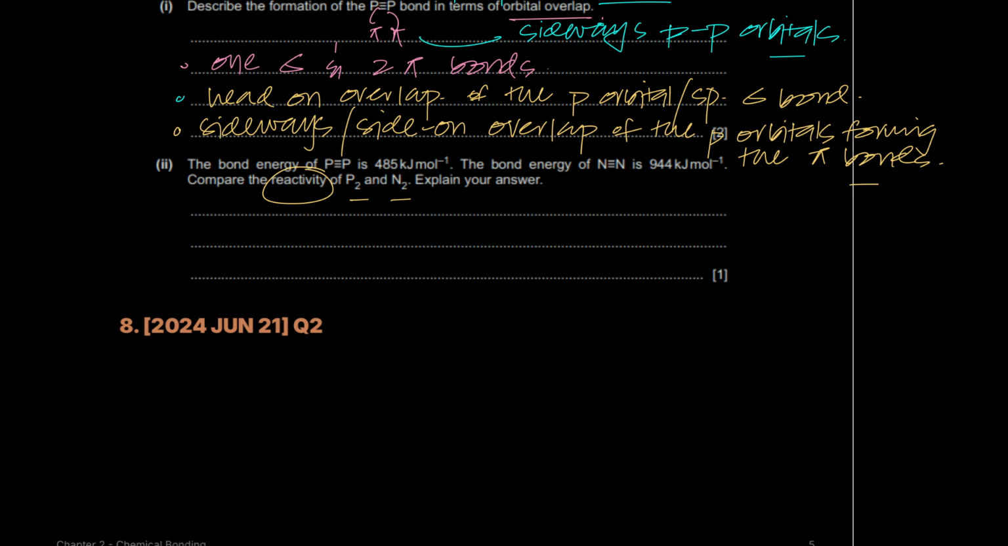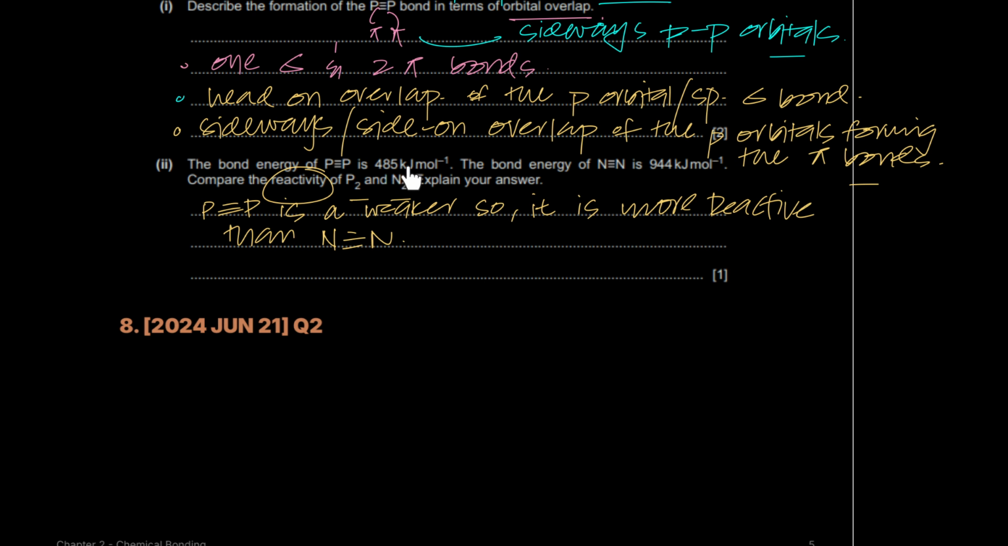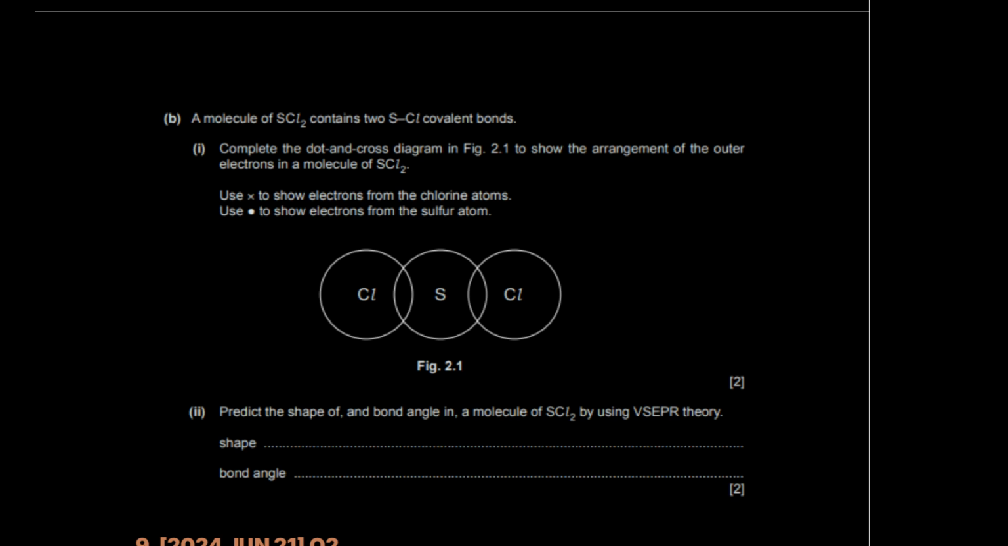That's it, easy. So because the P triple bonded to P is a weaker bond, it is more reactive than N triple bonded to N. And he's shown it to you right here: 485 and 944. Pretty easy. 1 mark. That's easy.